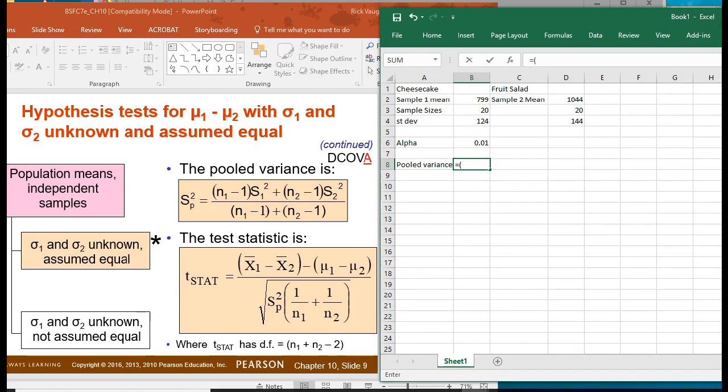So in the numerator, I have open parentheses, and then I'll have another open parentheses. I need to do n1, so our sample n1 is B3, minus 1, close parentheses, now times S1, the standard deviation of sample 1. So we're going to do times this cell B4, that's the standard deviation quantity squared.